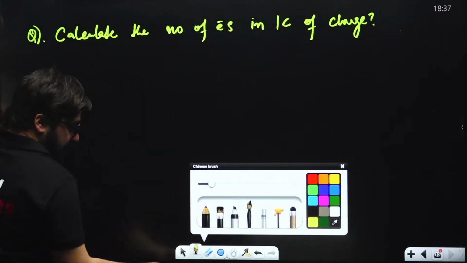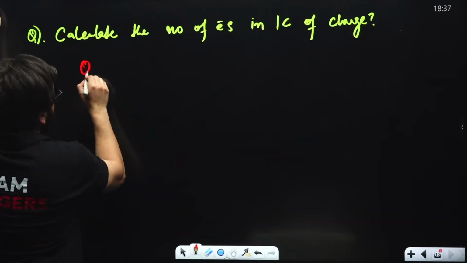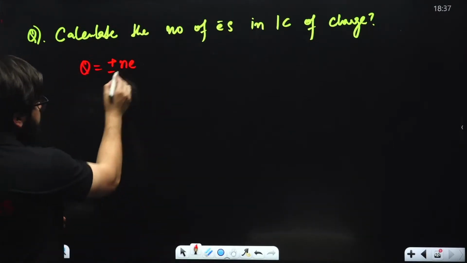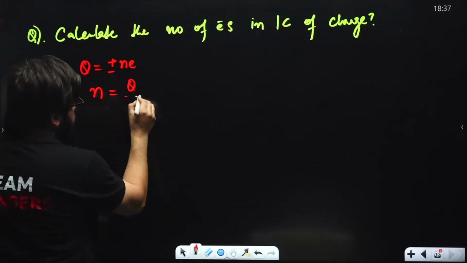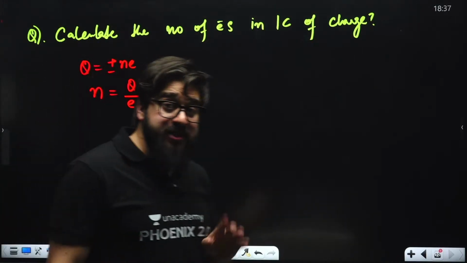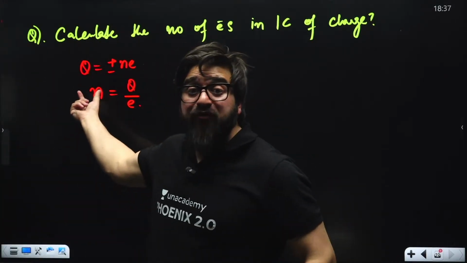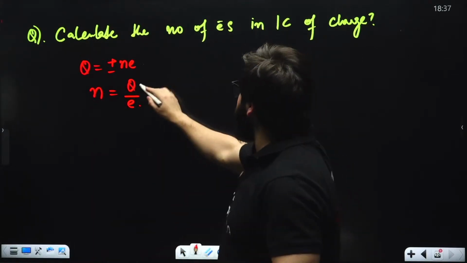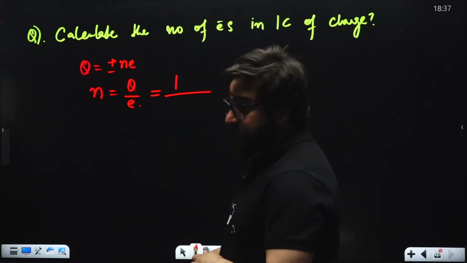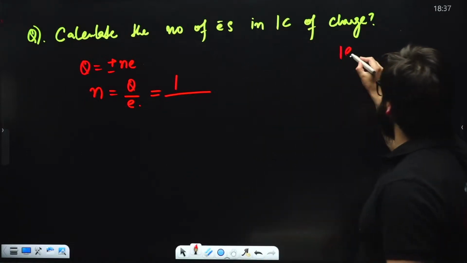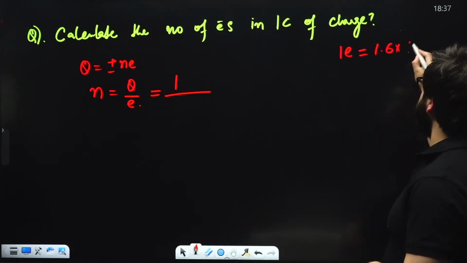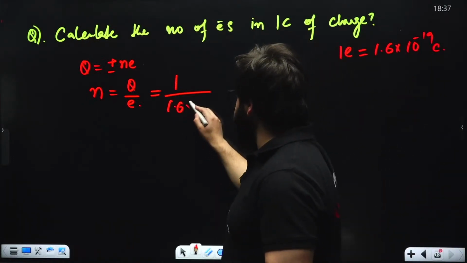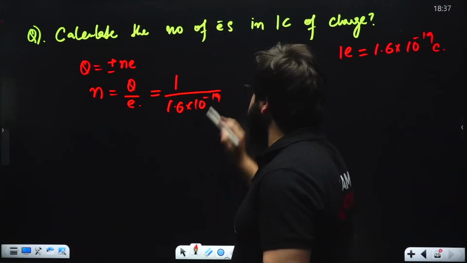See. We have the formula Q is equal to plus minus n times e. This is the formula. Can I say over here, sir, n is equal to Q divided by e? Yes. We are supposed to find the value of n. How many electrons are in 1 coulomb? So what is the value of Q in this case? Q is 1 coulomb. So this is 1 upon what is the charge on 1 electron? Charge on 1 electron is 1.6 into 10 raised power minus 19 coulomb. So it will be 1.6 into 10 raised power minus 19.